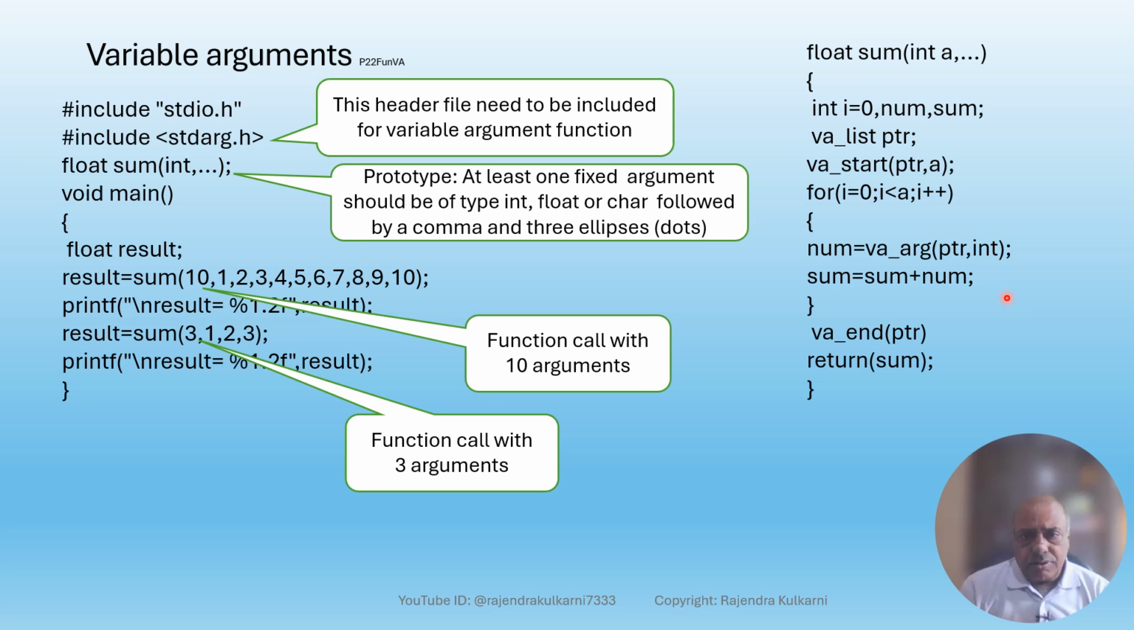Then simply sum is equal to sum plus num. At the end we use va_end(ptr). This frees the pointer, and then we return sum.